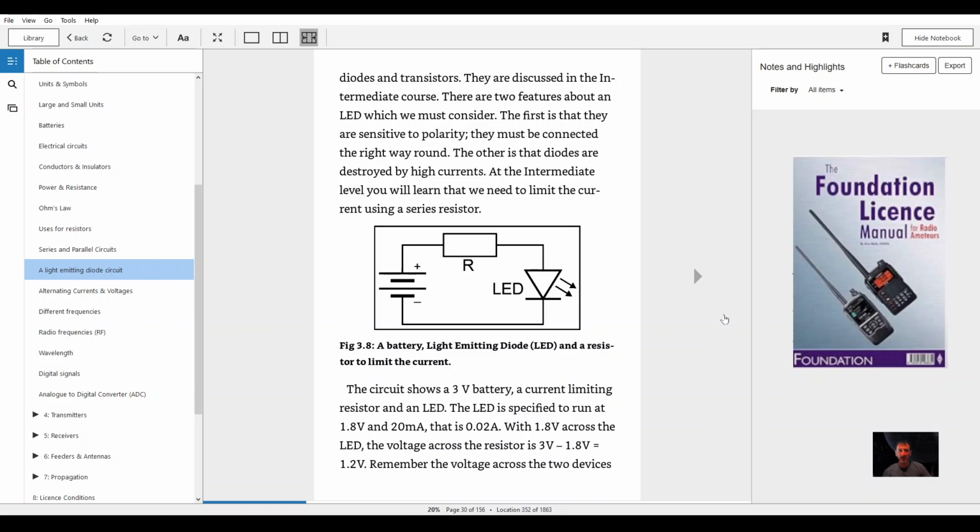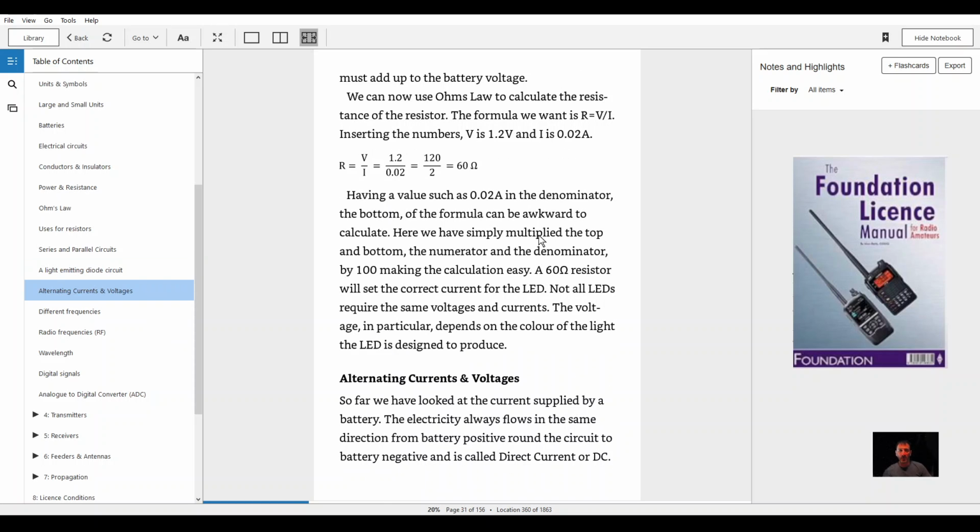With 1.8 volts across the LED, the voltage across the resistor is 3 volts minus 1.8 volts, which equals 1.2 volts. Remember, the voltage across the two devices must add up to the battery voltage.